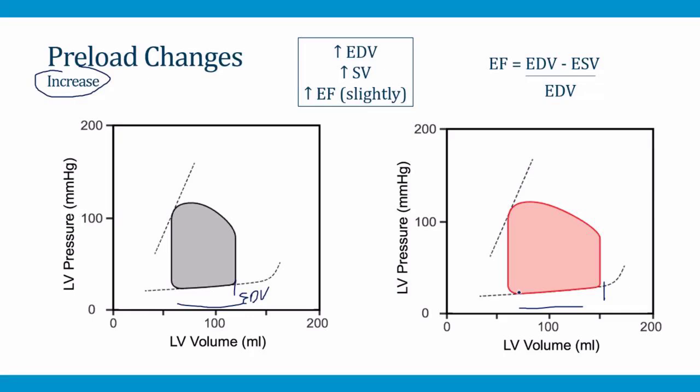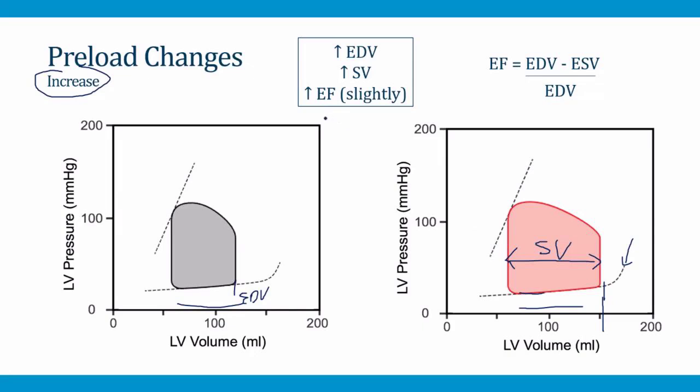Remember, when the left ventricle fills, it moves along this dotted line along the bottom here. This is called the end diastolic pressure volume relationship. And it moves until it's filled to the point where the mitral valve closes. Well, when we raise preload, it fills more and it reaches a higher end diastolic volume like shown here. You should also be able to appreciate that this red pressure volume loop is wider than the gray one on the left. That means that the stroke volume has increased.